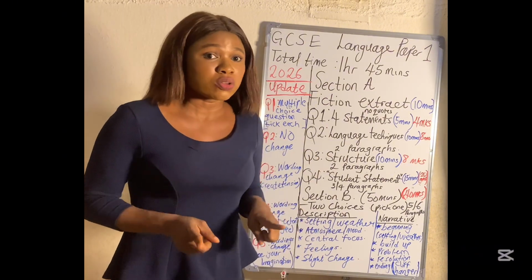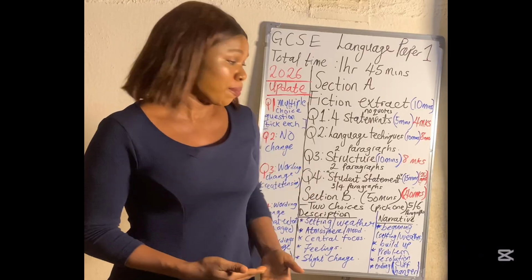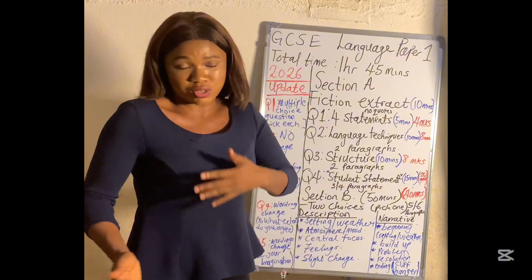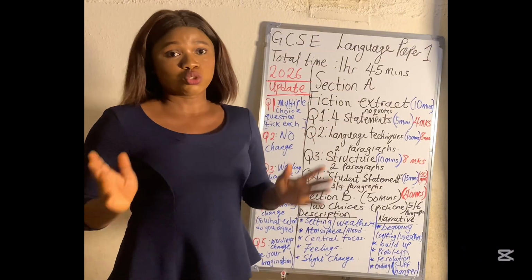The reason is that you might not have enough time if you don't know how to manage your time, and question 5 carries the highest mark. So you can start from question 1 and land in question 5, or start with question 5 and then land in question 1.